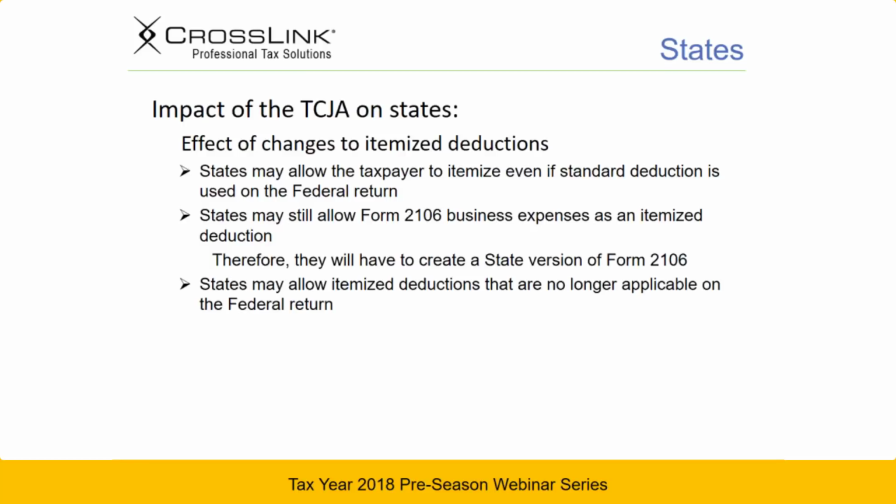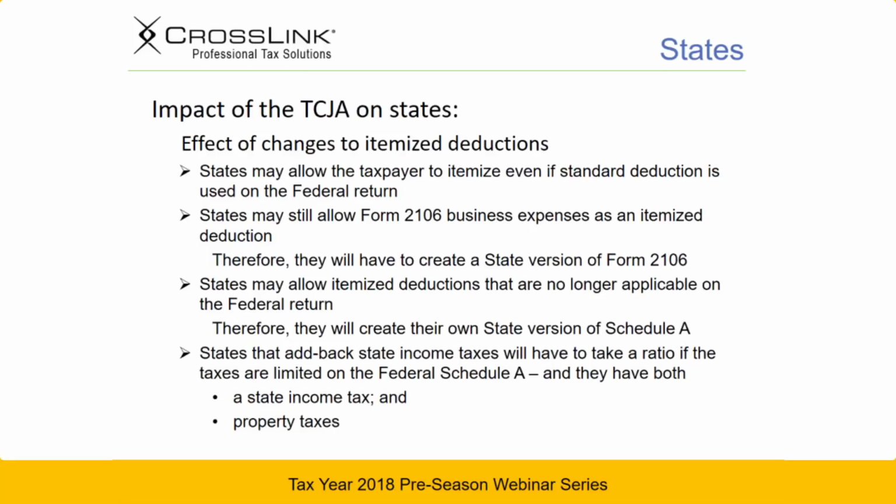Same thing with states that may allow itemized deductions that are no longer applicable on the federal form. We talked about some of the things that went away, but that could mean that the states may have to create their own version of a Schedule A. And we also note that states that add back state income taxes will have to take a ratio if the taxes are limited on the federal Schedule A and they have both a state income tax and property taxes. So there has been this profound impact, not just on what's happening at the federal level, but on the states as well, and how they're responding to it is something you're going to have to stay on top of as a tax professional if you're working in a state that also has state income taxes.